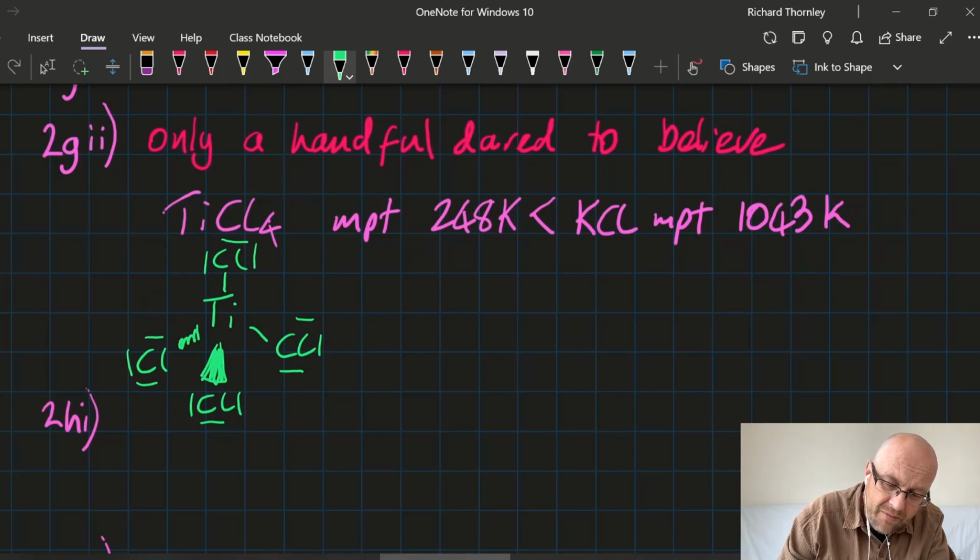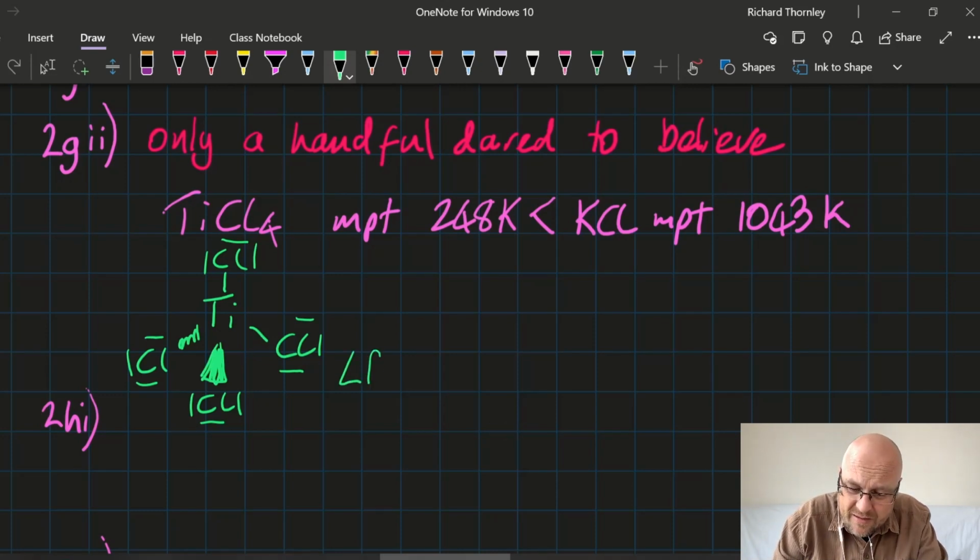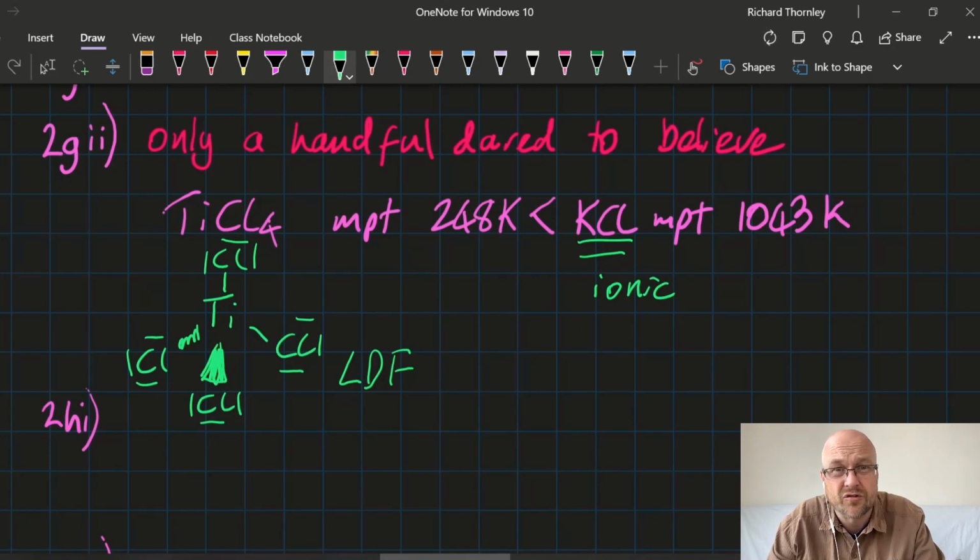So it's covalently bonded, which means that the intermolecular force between one molecule and the next is probably London dispersion forces, since the dipoles cancel. So this has London dispersion forces, a weak intermolecular force. Potassium chloride is ionic, which has ionic bonds, which is a very strong, you could argue, intermolecular force. And so that accounts for the elevated melting point. Is that enough for my 2 points?